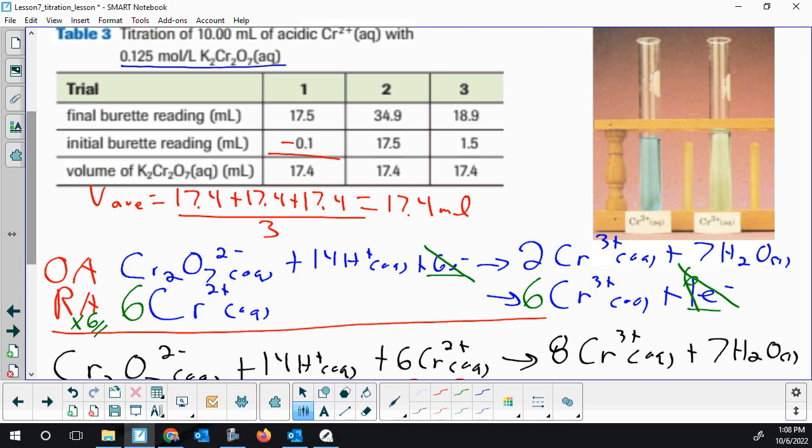If any of the trials are greater than 0.2 mils from its closest other titration, in Chem 20 and Chem 30, you should exclude those. Some systematic error happened. These are all the same. None of them are more than 0.2. Now, when you're in the lab with me using a burette, you should be recording 2 decimal places, not 1 like we have in this example. Okay. So we have our V average.